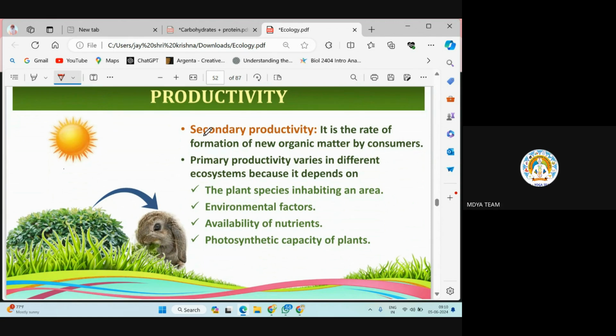Now, what is secondary productivity? Just like plants are taking energy from the sunlight, similarly the herbivores are also taking energy from plants. With the help of that energy, they will also produce some biomass. Like you, from birth you are eating something and you develop some biomass in your body. You increased your weight with time. So this is known as secondary production.